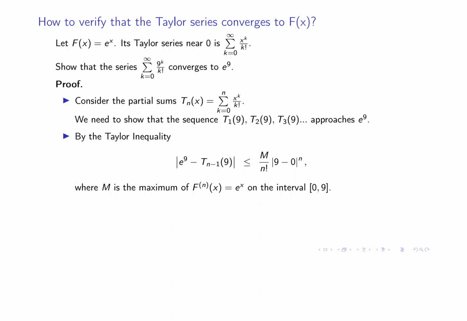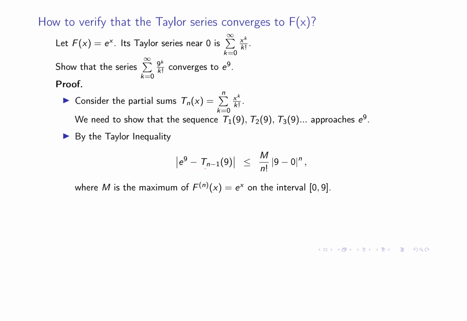We need to investigate the gap between e to the 9 and each of these values of the partial sum. So let's recall that we have the Taylor inequality. Let's compute the gap between e to the 9 and the n minus first partial sum when x is 9. By the Taylor inequality, this is less or equal than the distance between 9 and 0. Why 0? Because our Taylor series is the Taylor series applied at x equals 0.